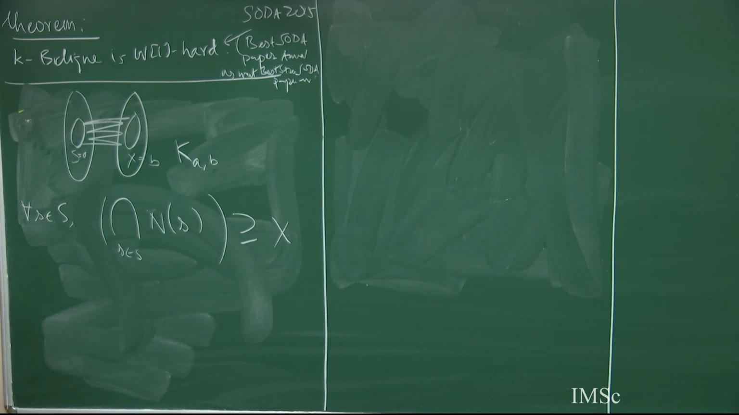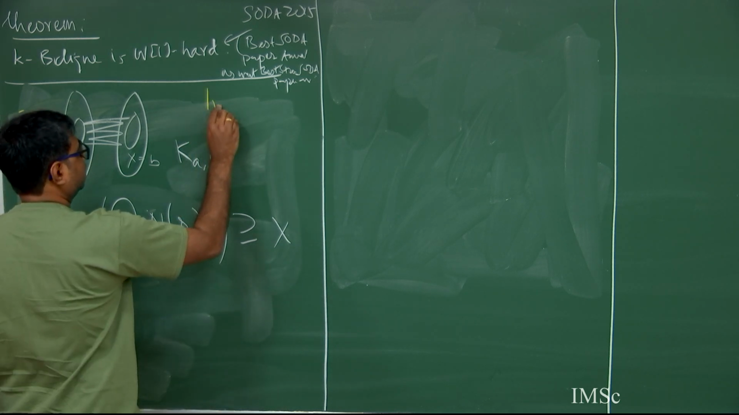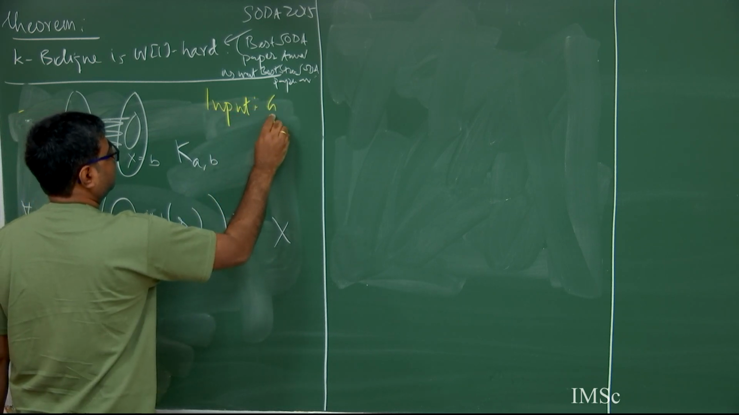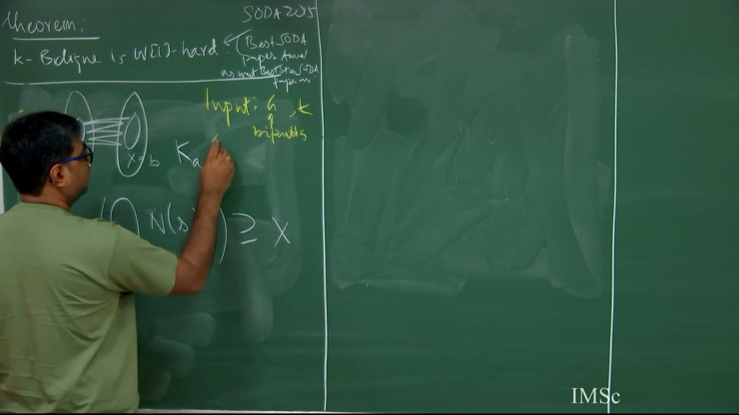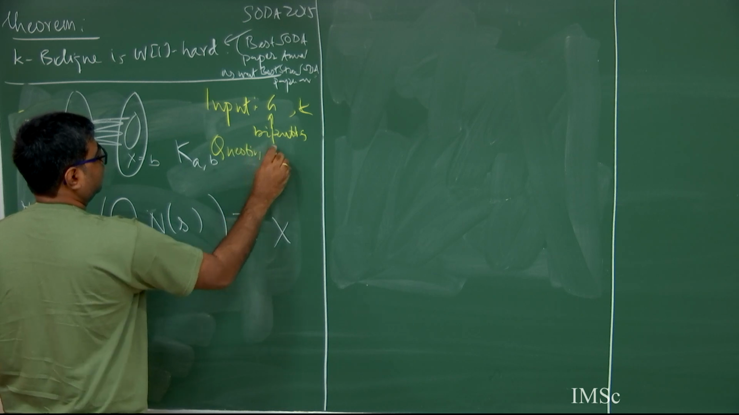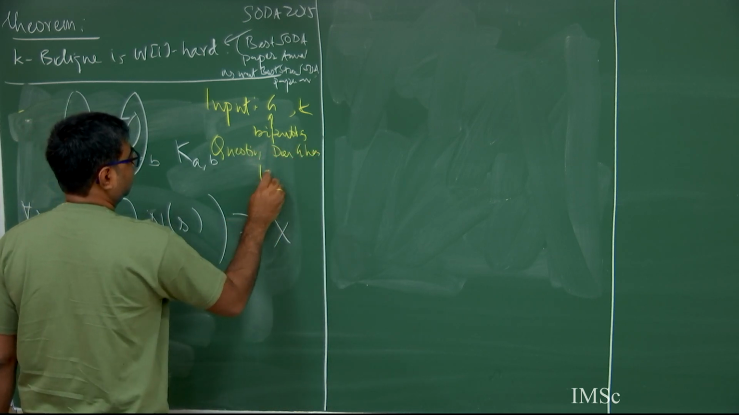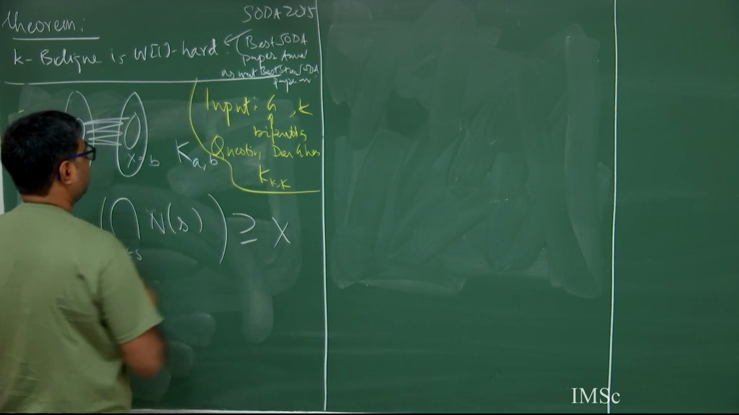Is that subgraph Sx an induced subgraph or just a subgraph which is a complete bipartite graph? What is the definition in the problem? The input is a bipartite graph, and the number k. The question is, does G have a K(k,k)?